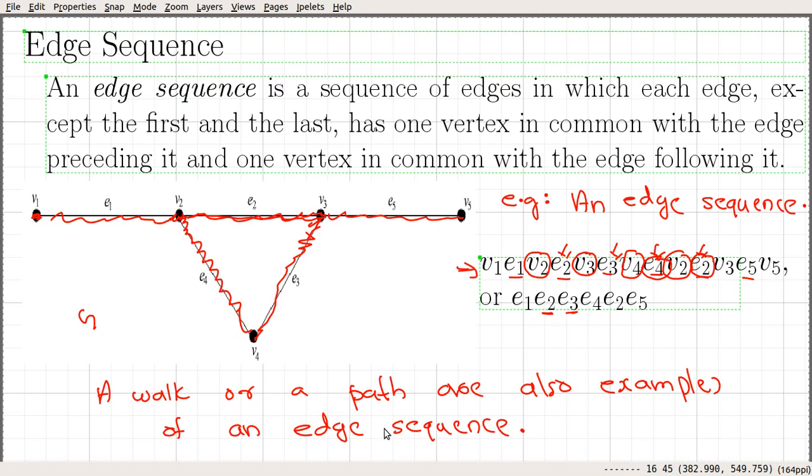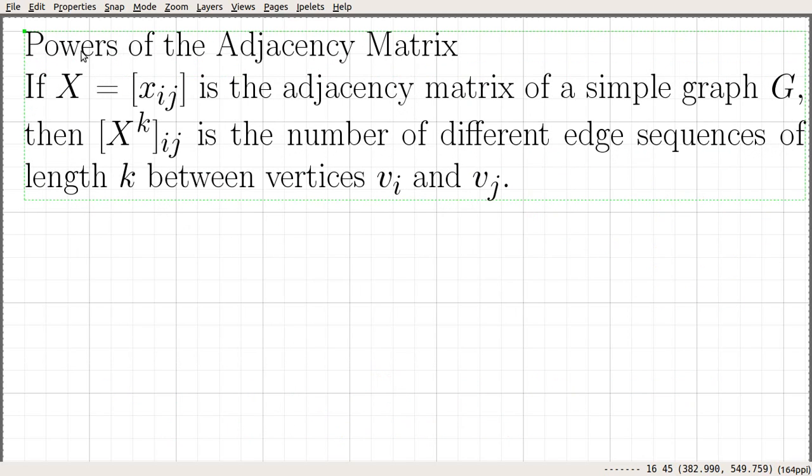Okay, so we can replace this edge sequence with the word either a walk or a path. Okay, so let's go and state a theorem related to the power of the adjacency matrix.